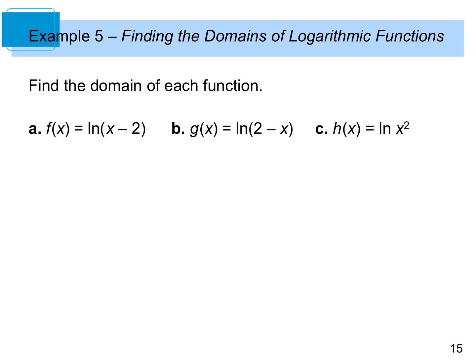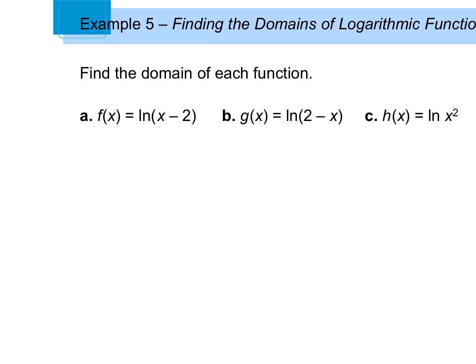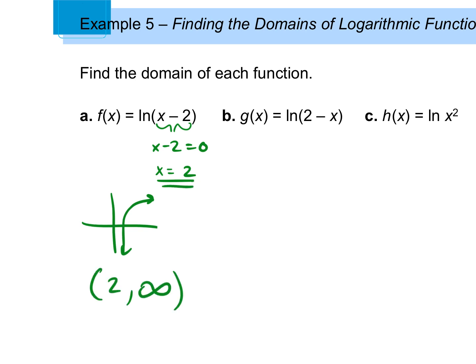Last page, it wants us to find the domain of each function. So here we have the ln of x minus 2. Our log rules, when we did our log graphs, apply to these too. So to find our domain, we set whatever's in the parentheses equal to 0. So we have x minus 2 equals 0. So x is equal to 2. Our ln graph is going to have the same shape as a log graph, so it'll look like this. But it starts at the vertical asymptote, which is going to be x is equal to 2. So our domain here would be from 2 to infinity.